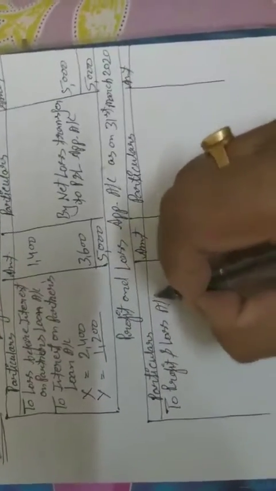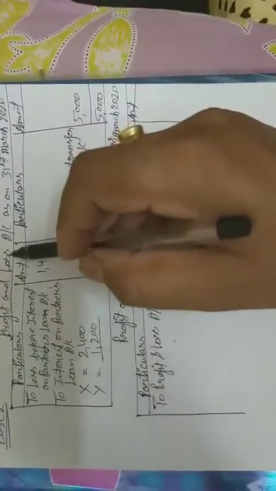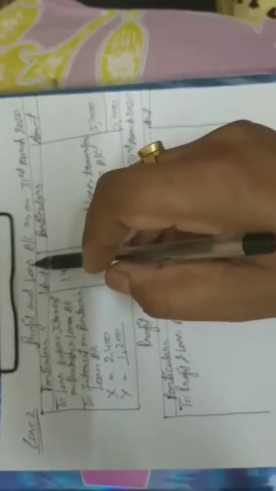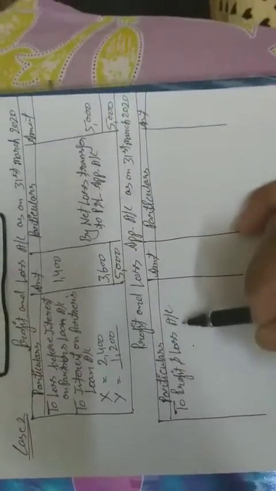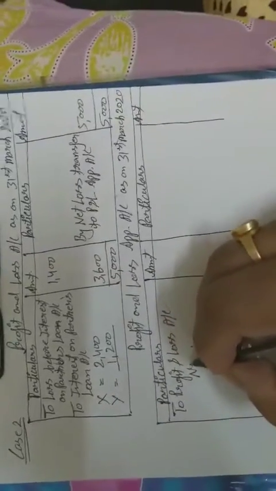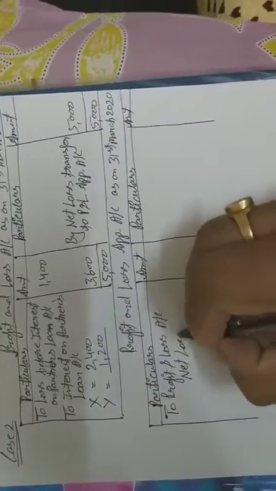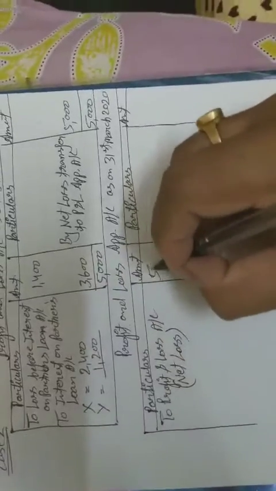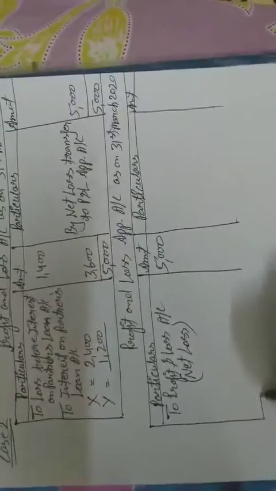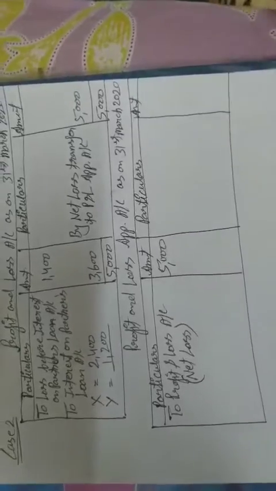Why do we write profit and loss account here? Because this net loss is transferred from this particular account. The profit and loss account amount is transferred to the profit and loss appropriation account, that's why we write the name of the profit and loss account. It is net loss, the amount is 5,000. So what will be the ratio? 2:3 was there. So in this ratio we will distribute this loss.